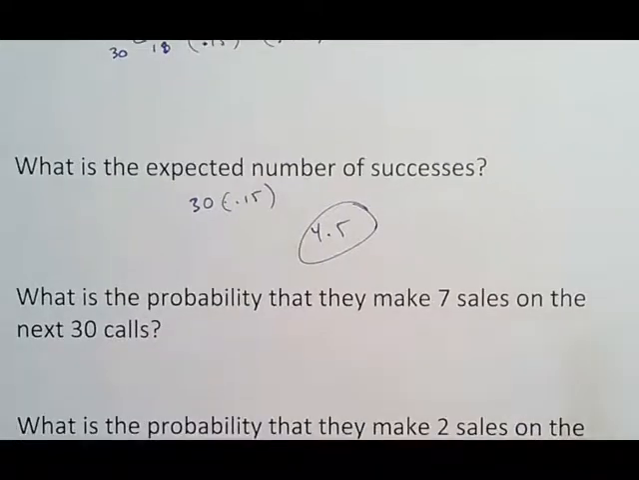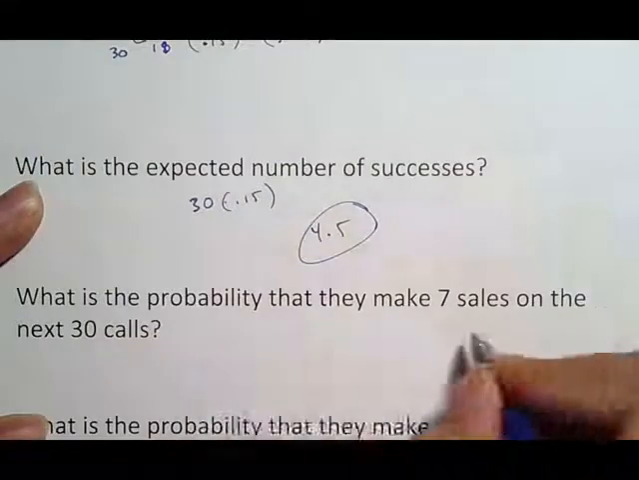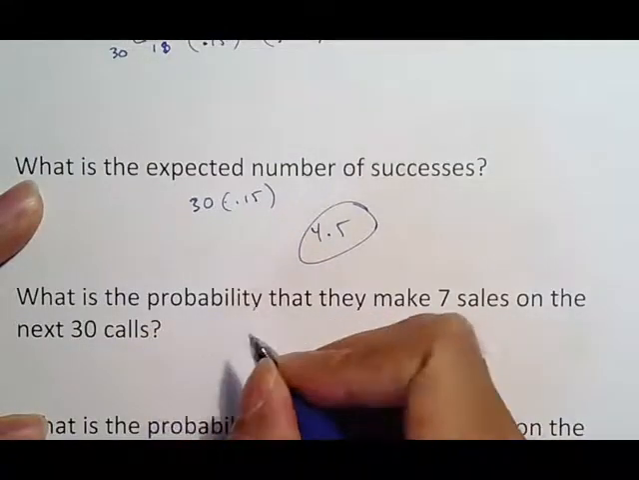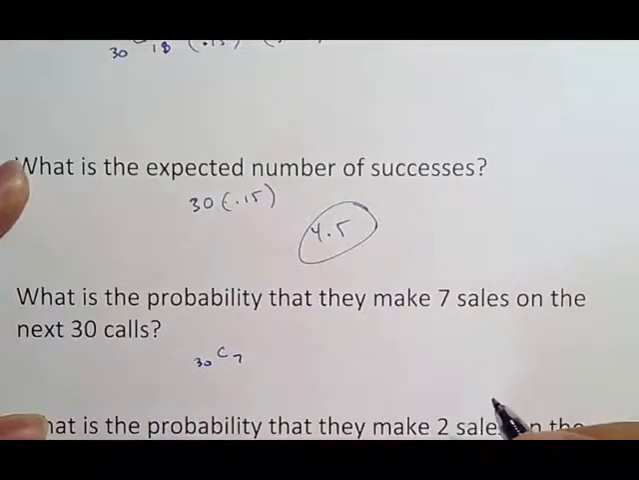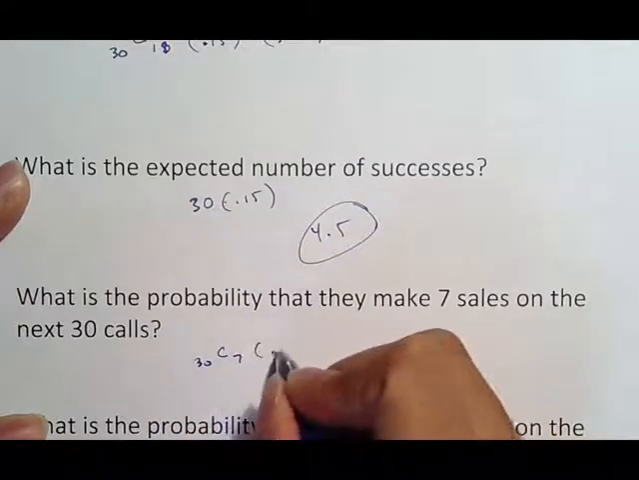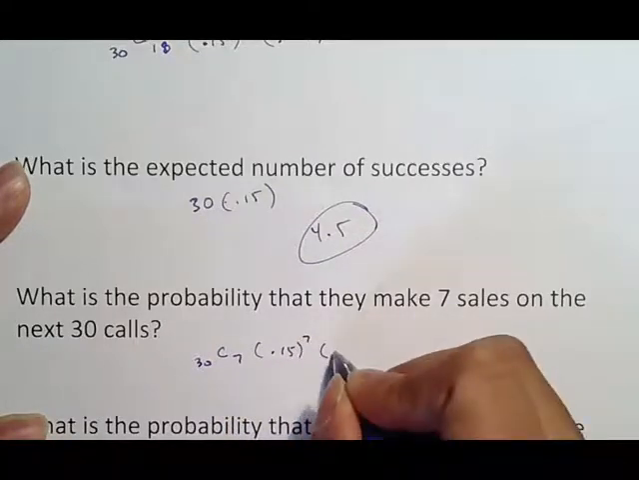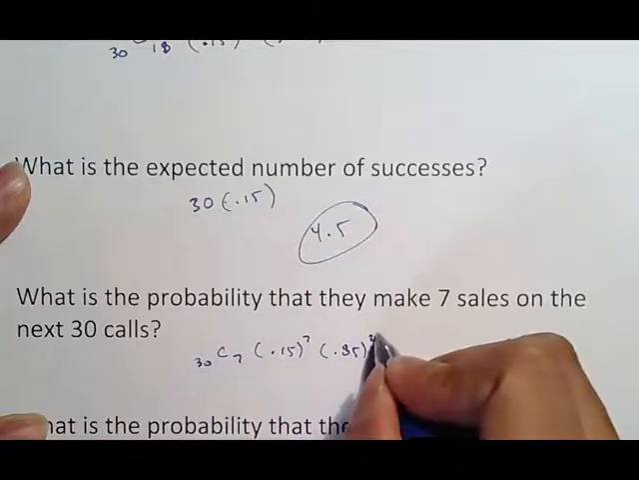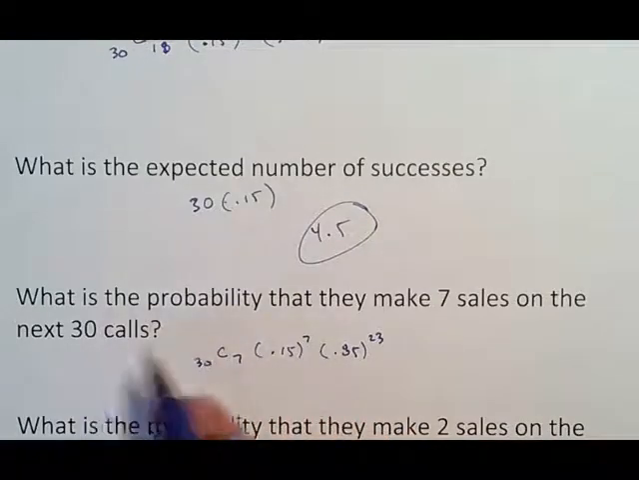What is the probability they make 7 sales on the next 30 calls? Again, same situation. Let's just analyze it a little bit. 7 successful calls on the next 30 calls would be 30 choose 7 times 0.15 to the 7th times 0.85 to the, if there's 7 good, then there have to be 23 bad. Again, that's the part you have to use: whatever this number is, subtract it from this to find the other one.